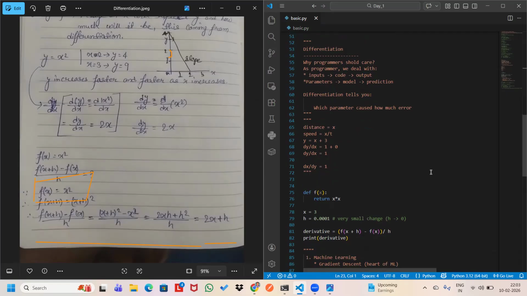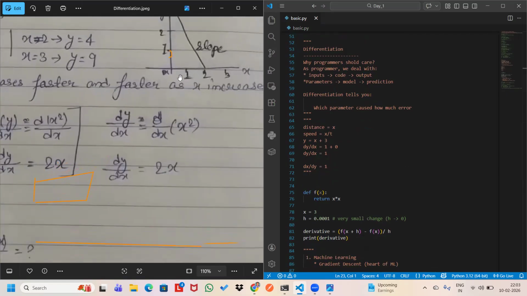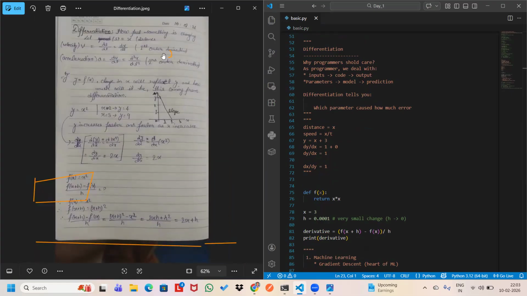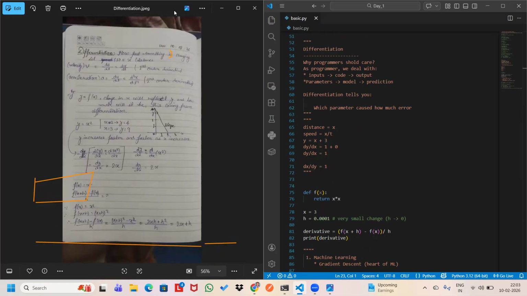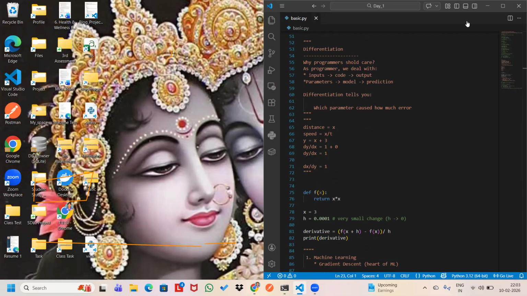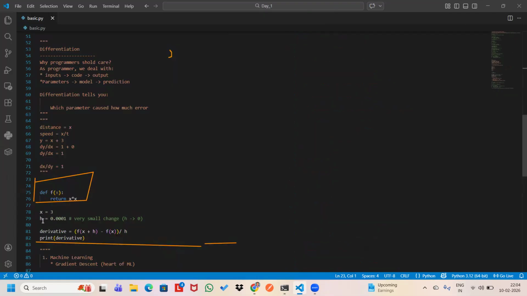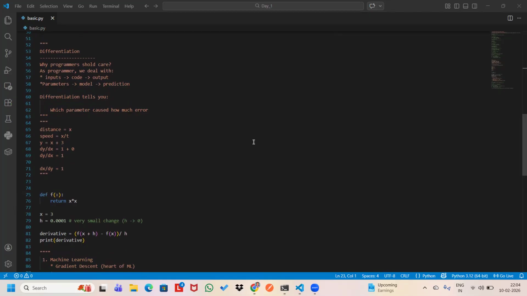If I did not talk about differentiation, then how would you understand what differentiation is? So that's why I explained this one. Okay, now let me close this one, and let's go here. Wait a minute, let me erase this one. Okay, so we have understood the basics of differentiation. Now, what is machine learning?